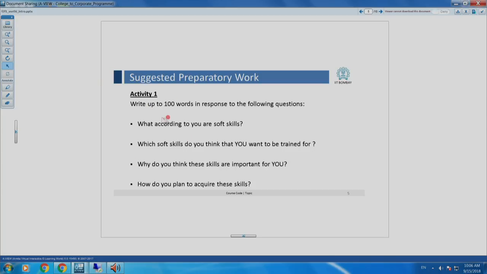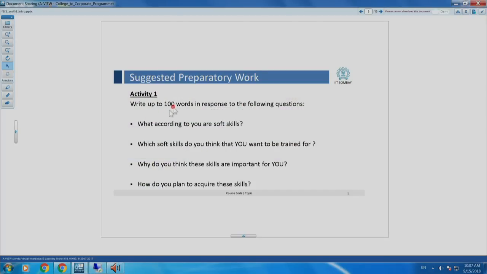First activity is write up in 100 words or so. Take a notebook, keep an exclusive notebook for this, okay? For the course, college to corporate, keep an exclusive notebook, okay? Do your own work. Nobody's going to see this, nobody's going to grade it, but you'll be able to see it two weeks from now, 1 month from now, a year from now, and look back and see what is the growth and development that you have caused for yourself, okay? So here's some of the preparatory suggested work.